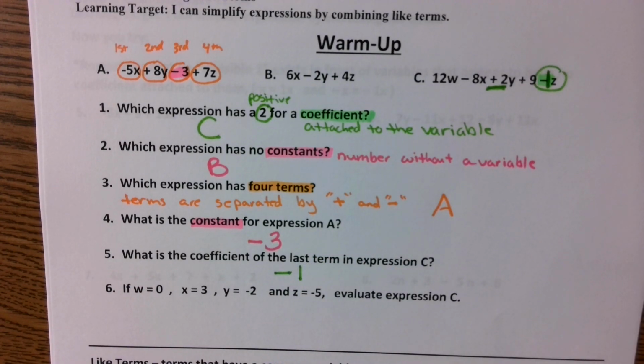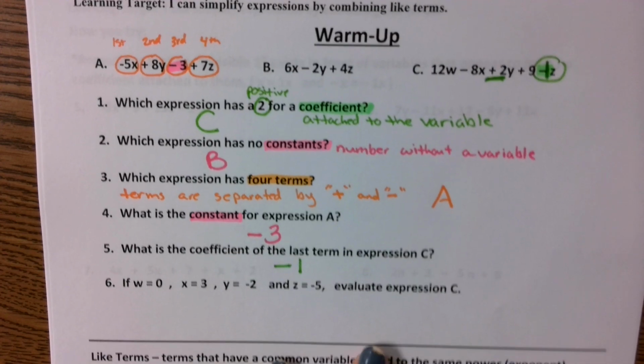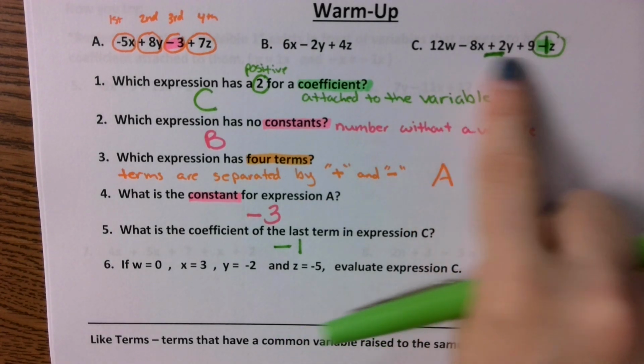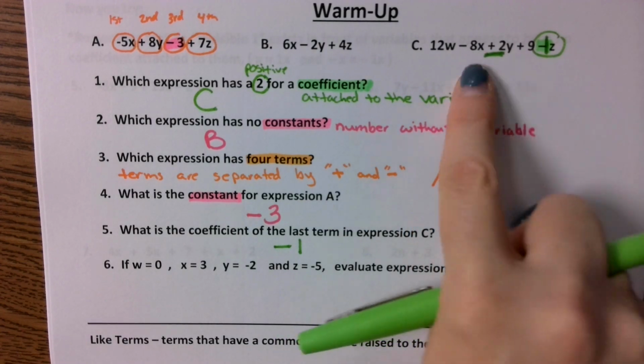Our last term is going to have a coefficient of -1. All right, now we're going to evaluate. We're going to substitute the values of w equals 0, x equals 3, y equals -2, and z is equal to -5. We're going to evaluate expression C.